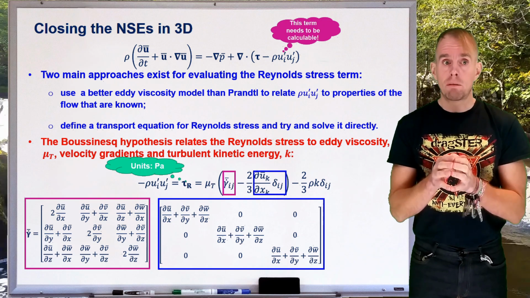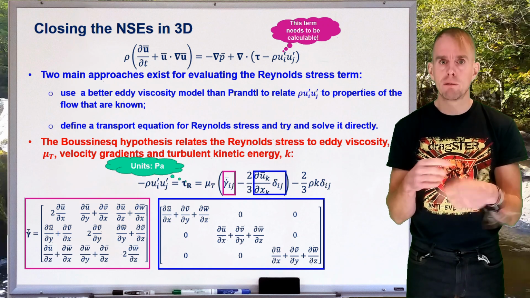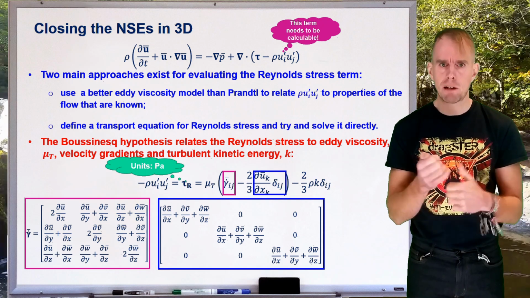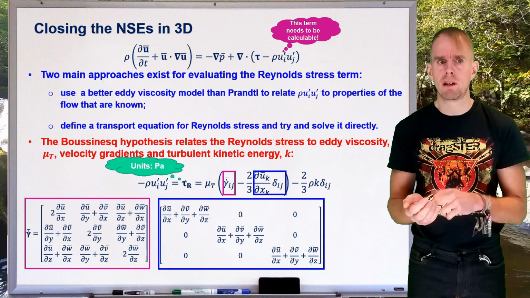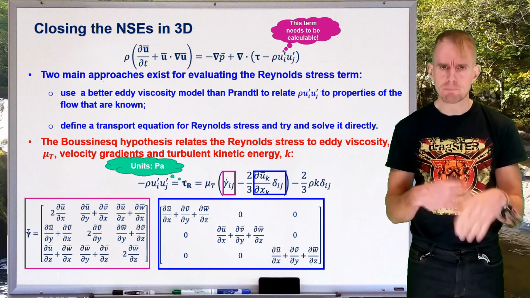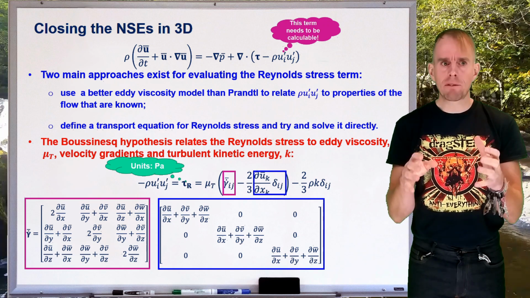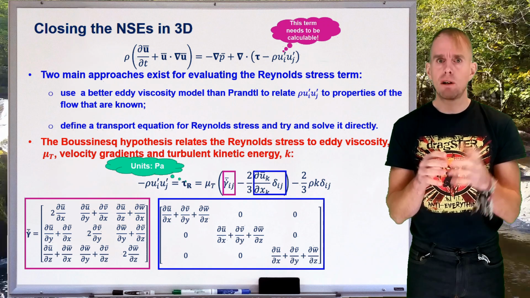For the gradient operator, which is a d by dxk bit, for every value of k: for k equals 1 you've got the x direction, d by dx. For k equals 2, you've got the y direction, d by dy. And for k equals 3, you've got the z direction, d by dz, on the assumption that you've got a Cartesian coordinate system.